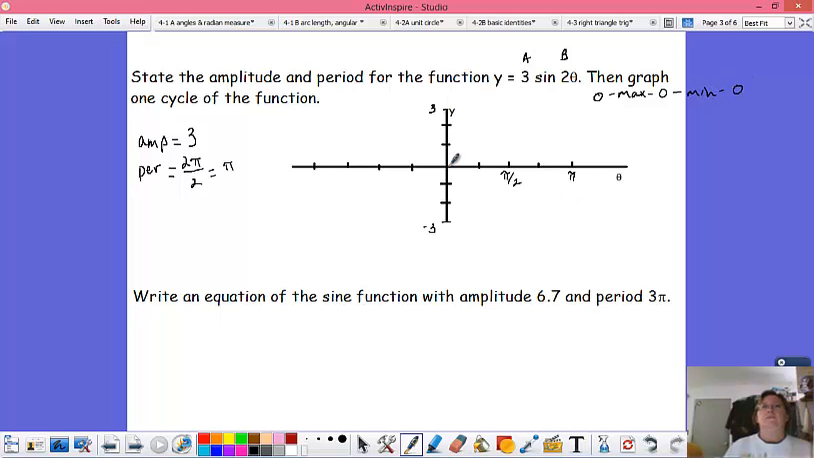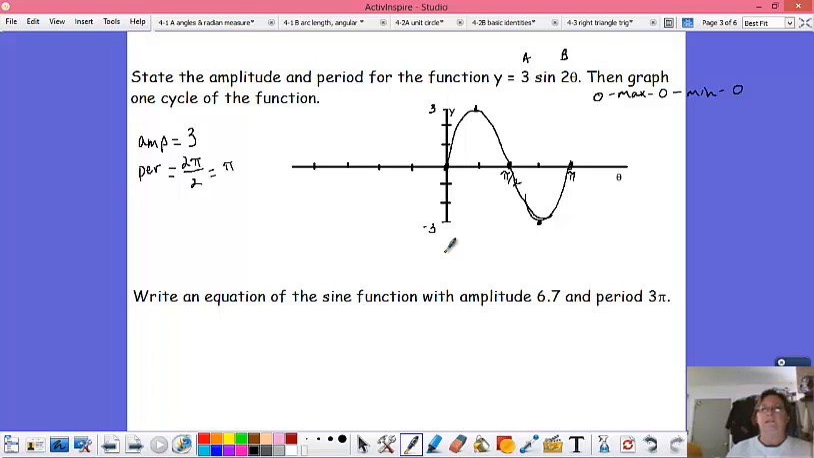Okay, so the sine function starts at 0. It hits its max, and in this case the max is 3 because the amplitude has been changed. Then it's 0, min, and back to 0. And when we draw in our smooth wave, we will have graphed one cycle. Voila!